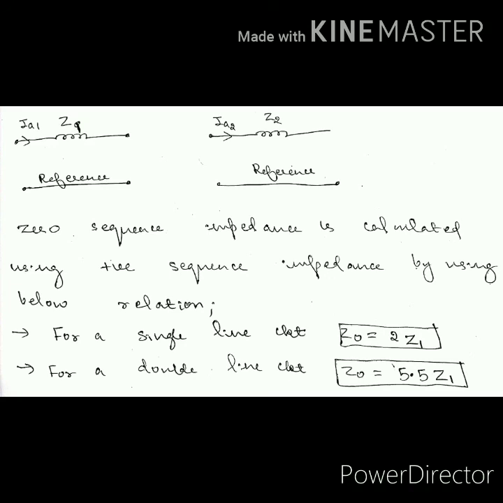So for a single line circuit, your zero sequence impedance Z0 is equal to 2 times Z1, and for a double line circuit Z0 is equal to 5.5 Z1. All of these relations we have to keep in mind before solving the problem.